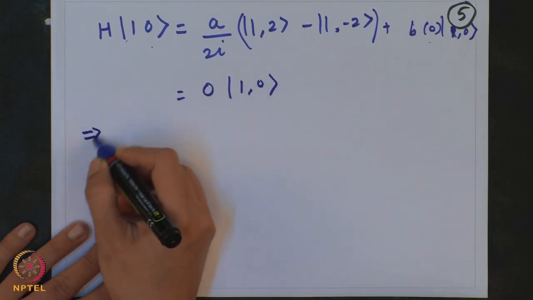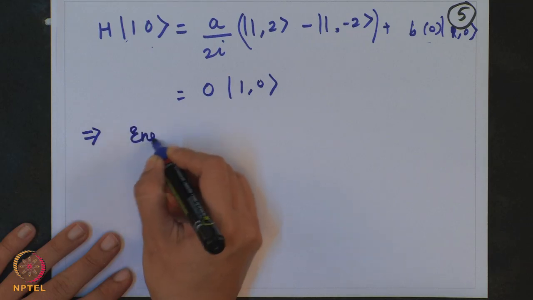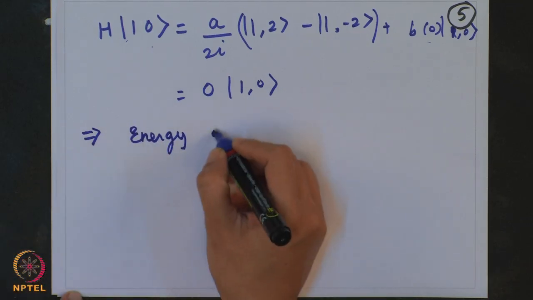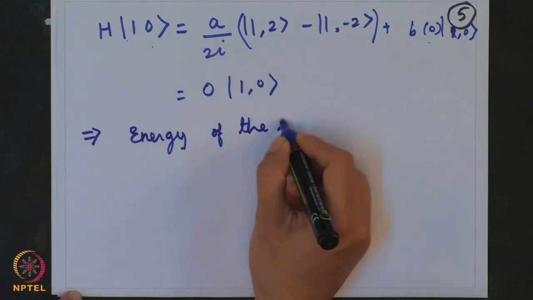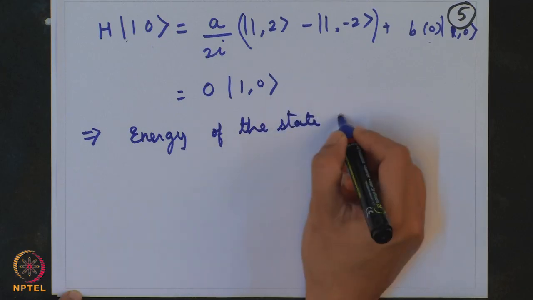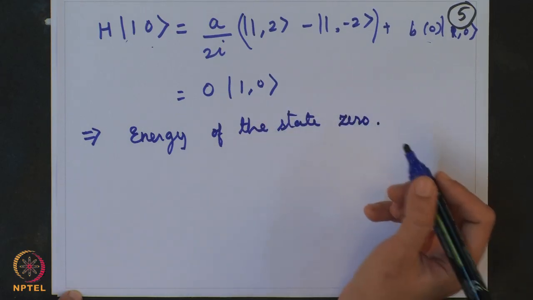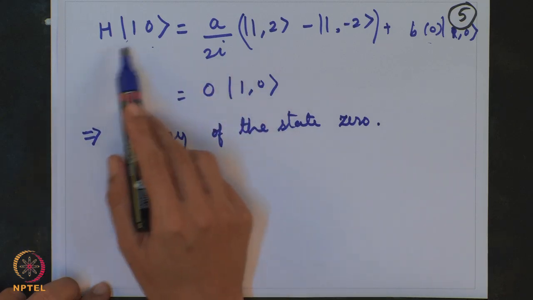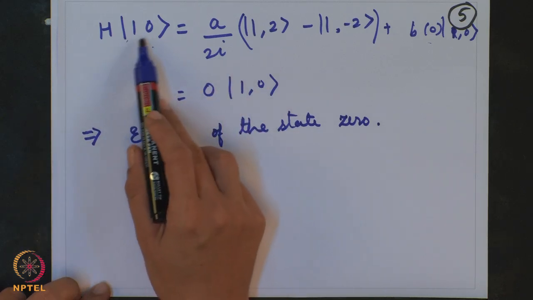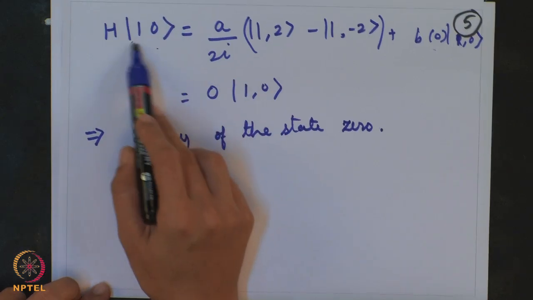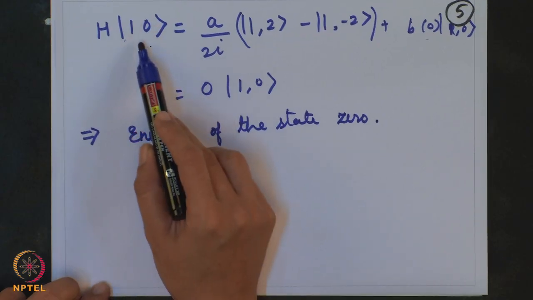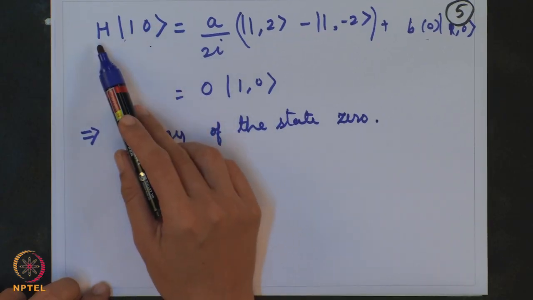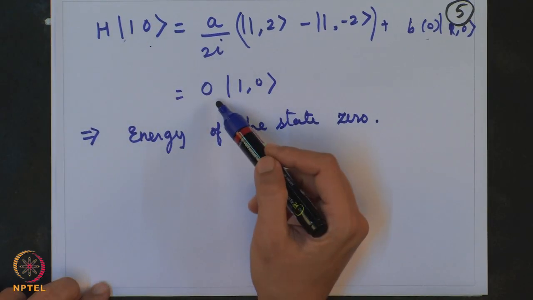This implies that the energy of the state is 0 and the eigenvalue is 0 for this. So, H operated on 1 0 gives 0: this is an eigenvector or eigenket of the Hamiltonian operator with eigenvalue 0.